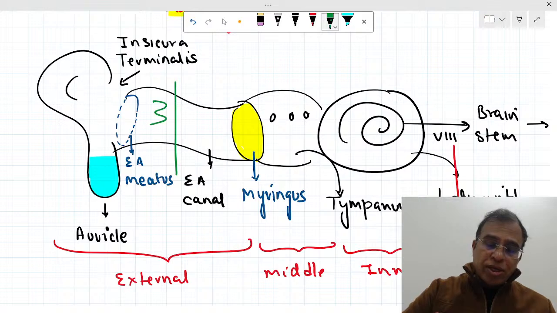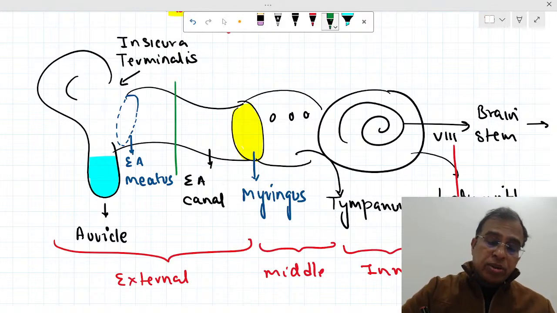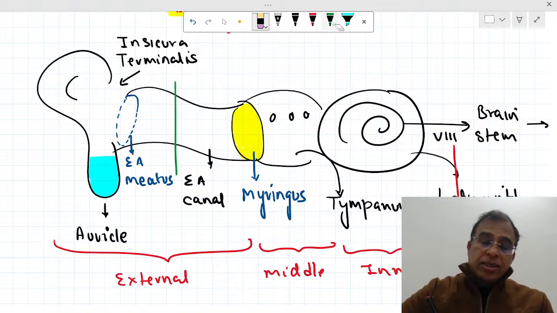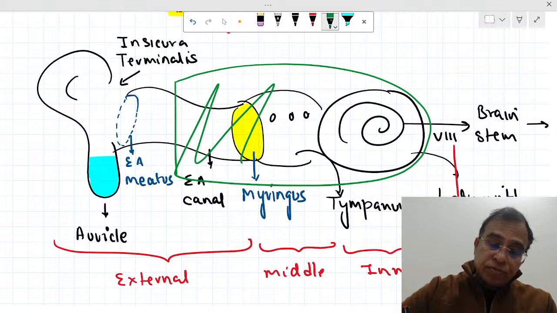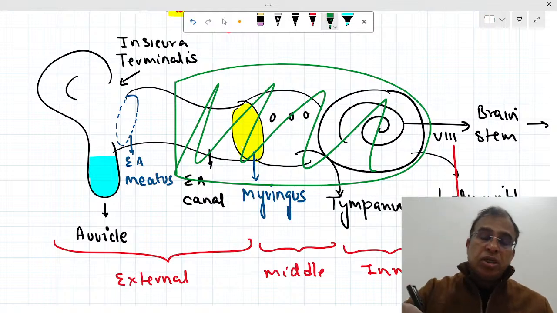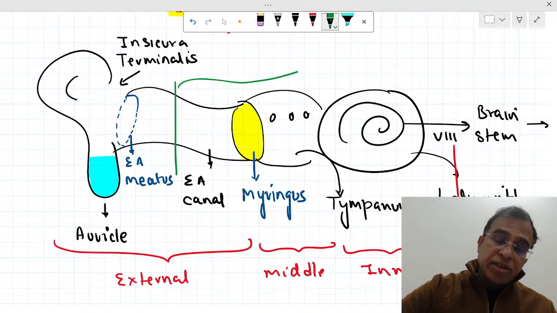Now this outer 1/3, which is close to the pinna, is the same tissue as the pinna, which is cartilage, and the inner 2/3 is bony. Actually, this entire inner part, this part that I'm shading now, is inside a bone. So this part of the external ear is also inside the bone, and therefore it's called the bony part of the ear. Now, which bone is this part of the ear in?